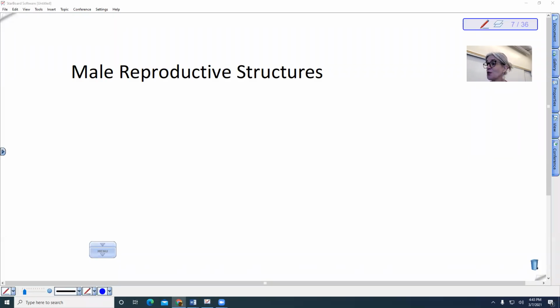Male reproductive structures. We are specifically talking about humans. When we talk about the male reproductive structures, we can talk about the gonads, and the gonads are the testes. Interestingly, the gonads are located outside of the body cavity, and this has to do with the evolution of endothermy.